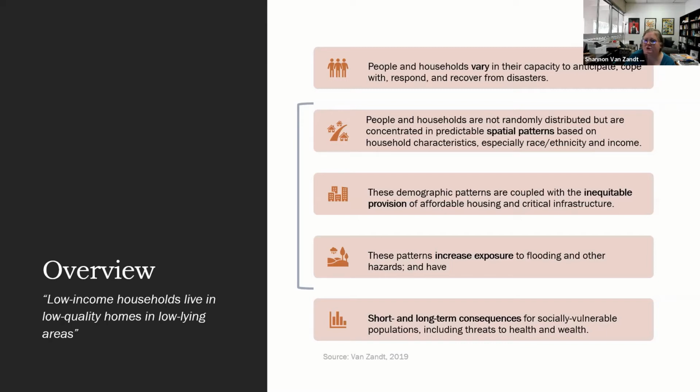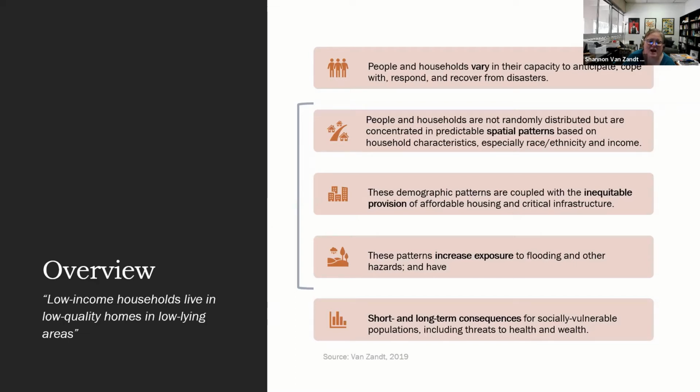And many of you are familiar with the definition of social vulnerability, which is that people and households vary in their capacity to anticipate, cope with, respond to, and recover from disasters. We know, especially those of us who are planners, know that people and households are not randomly distributed, but they're concentrated in predictable spatial patterns, most notably based on race, ethnicity, and income. And I'm going to show you, if you don't believe me, some examples as we go through. We also see that those patterns go hand in hand with the inequitable provision of affordable housing as well as critical infrastructure. And that over time, those patterns will increase exposure to flooding and other hazards that have long and short-term consequences for these populations.